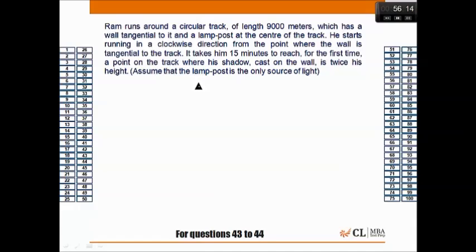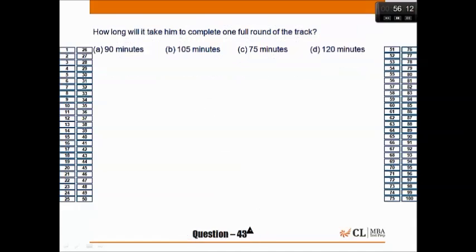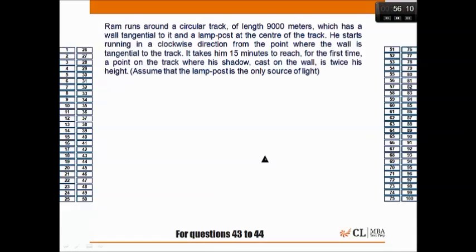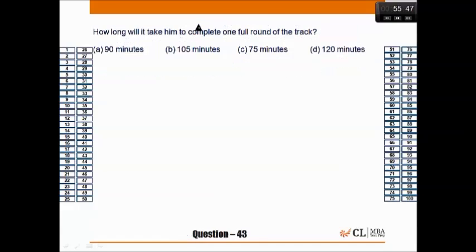What is this saying? Ram runs around a circular track. So these are for 2 questions, 43 and 44. Ram runs around a circular track of 9,000 meters, which has a wall tangential to it. Dear God. Lamp post at the center of the track. It starts running in a clockwise direction from the point where the wall is tangential to the track. I don't even know whether I will come back to this question. But anyways, 43 to 44, I'm going to keep it aside for review.